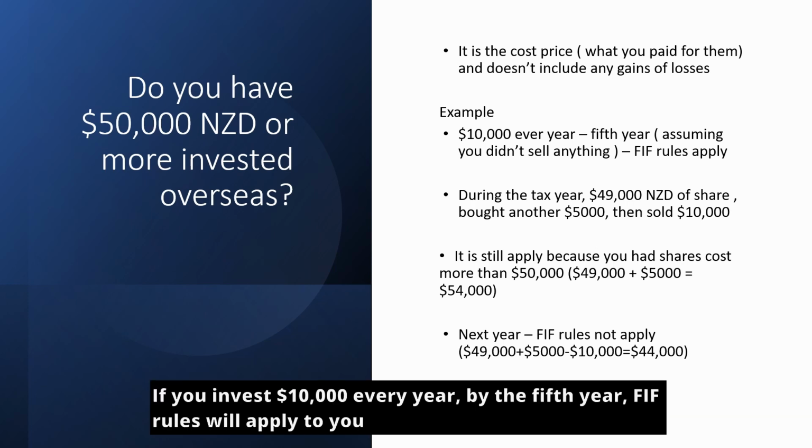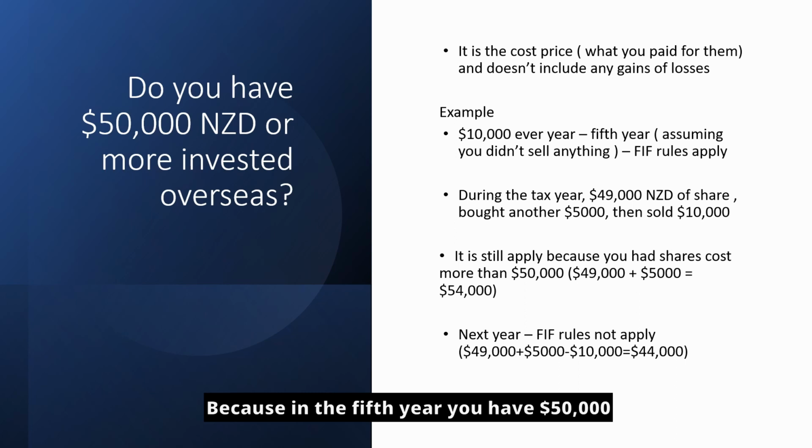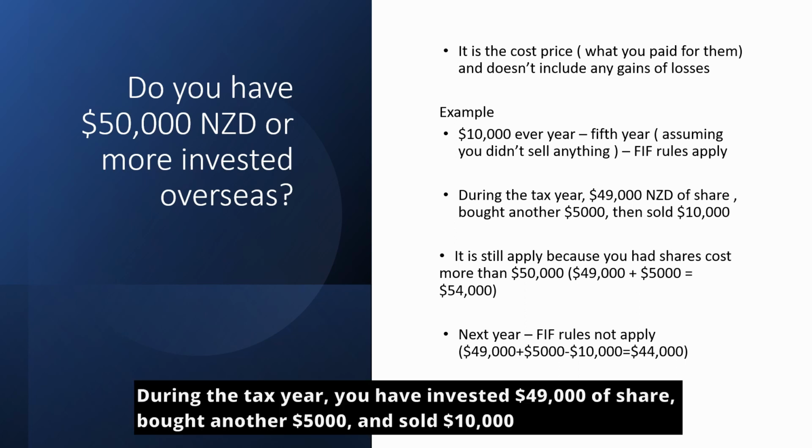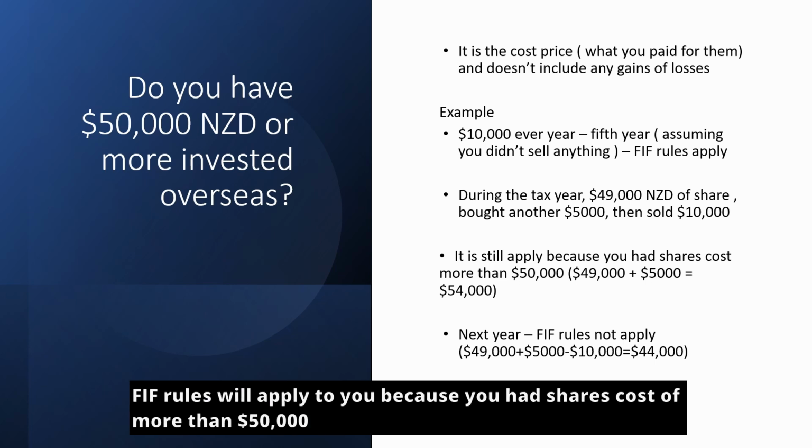If you invest 10,000 every year, by the 5th year FIF rules will apply to you because in the 5th year you have 50,000. And during the tax year, if you have invested 49,000 New Zealand dollars of shares, bought another 5,000 and sold 10,000, it will still apply to you because your share costs have been more than 50,000.